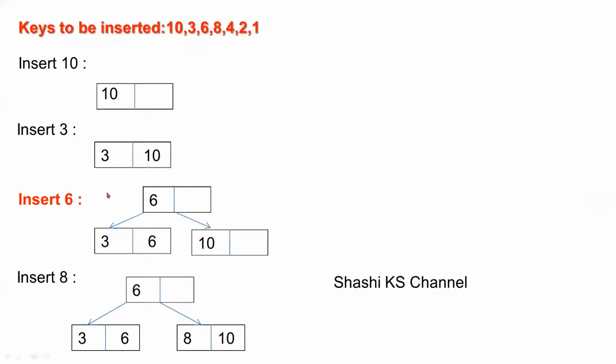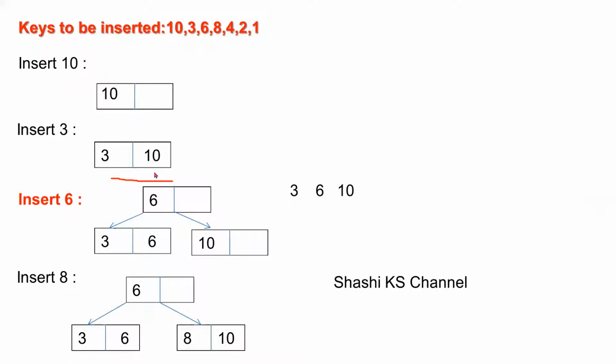And then we have to insert 6. When we insert 6, we have space to store only 2 keys in this node, 3 and 10. Already it is full. So this node has to be split. We have to insert 6, so first arrange this in ascending order. When we arrange it in ascending order, we'll be getting 3, 6 and 10.